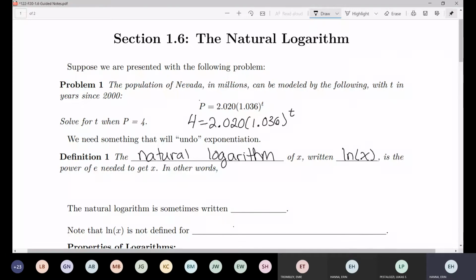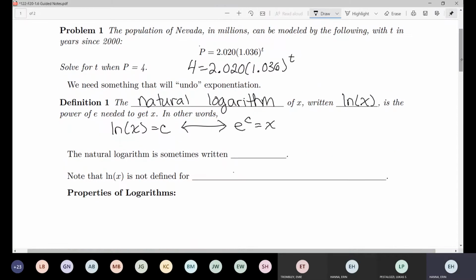So what I mean by that, it's not super imperative that you remember this definition. It's mainly that you want to remember how to use it. Essentially what this is saying is that if the natural log of x equals some value c, then it must be the case that e to the c equals x. That's what I mean by the power of e needed to get x. We're not going to use that idea as often. We're going to use a lot of these properties that we're going to talk about in a hot second. But that's the idea behind it.